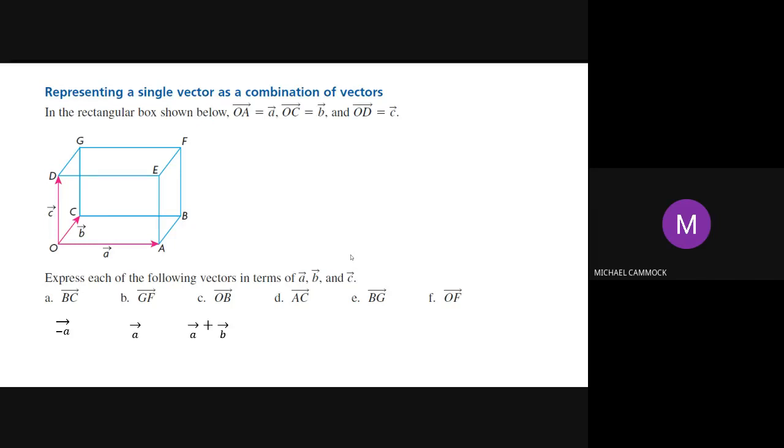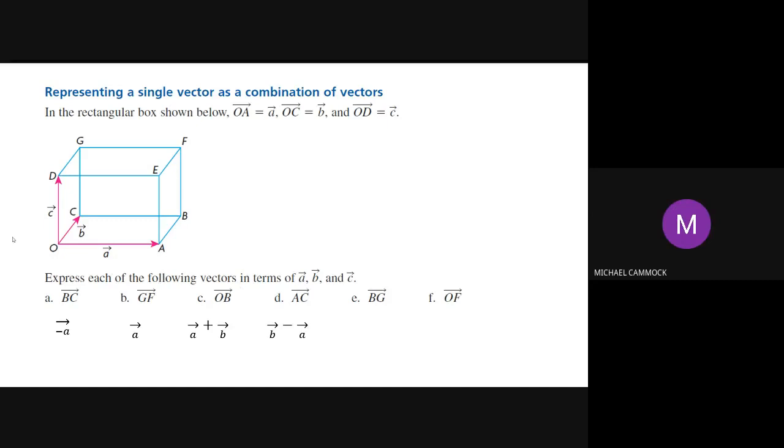How about AC? Now to get from A to C, I need to go from here to here. So how can I make that happen? A to C, by adding vectors A, B, and C together. I need to start here. I need to end up over here. Well, how about we do this? Say it again. B minus A. Well done.